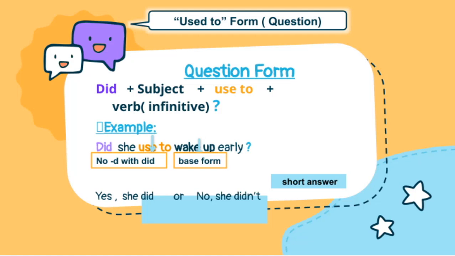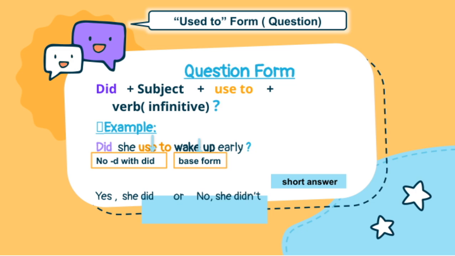All right, on this slide, we're focusing on how to form questions using the past tense with used to. The key point here is that when we make a question, we start with did, followed by the subject, then the base form of the verb. Remember, no D at the end of did because it's already in the past tense. So the structure looks like this: did plus subject plus used to plus verb in its infinitive form.